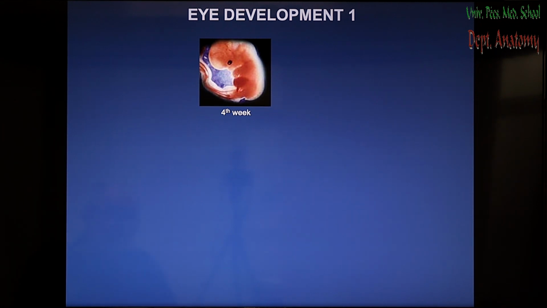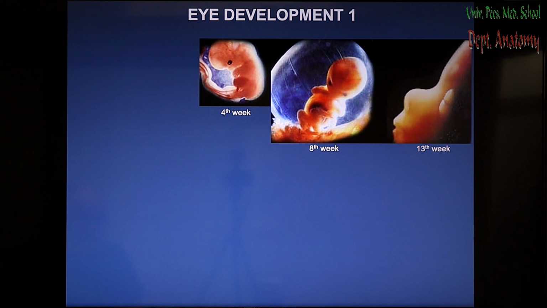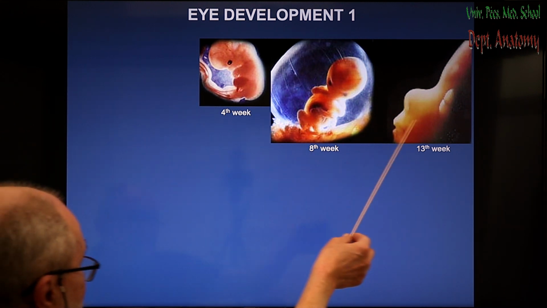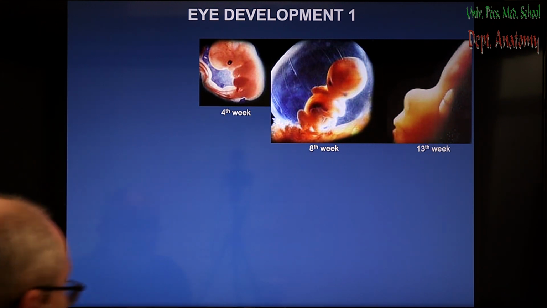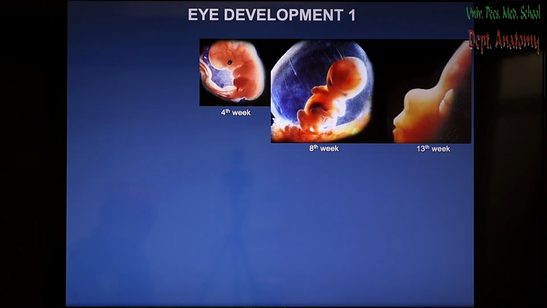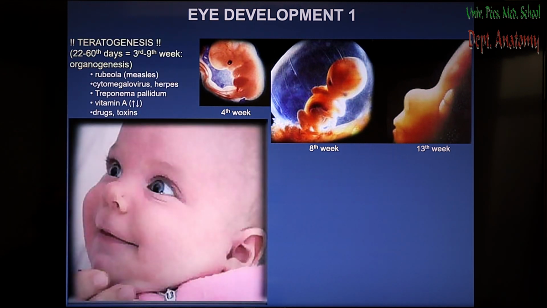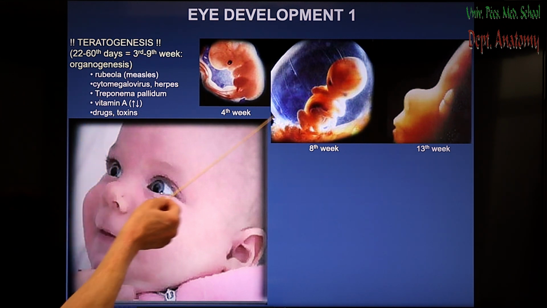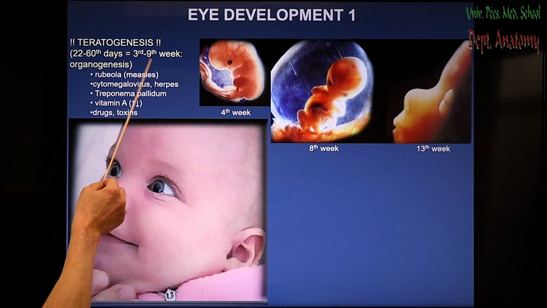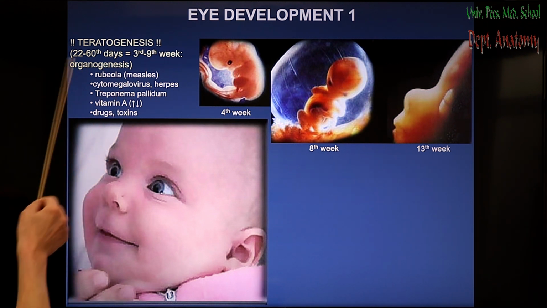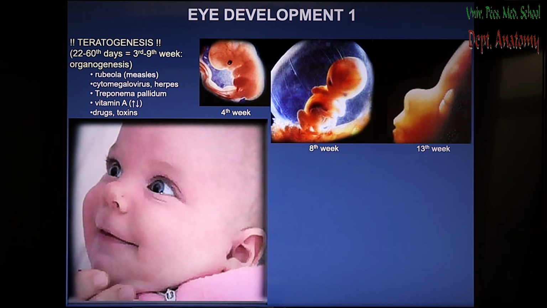At the 4th week, the eye primordium is very nicely recognizable from the lateral view. Further development results in the complete development, which almost finishes at the 13th week, and this is the final beautiful lookalike of a completely developed eye. Something to be emphasized now: all the happenings extend from the 3rd to the 9th week, which equals the period of organogenesis.